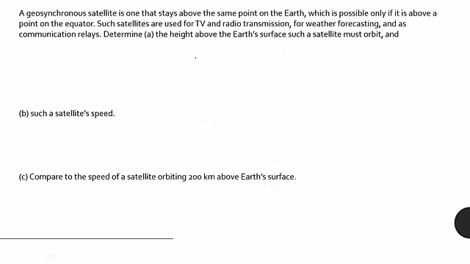Actually, just one example. If we want a geosynchronous satellite, that means it orbits once every 24 hours so that it stays above the same point on the Earth. These are useful for a variety of things. We want to find the height above the Earth. Say I am some company and I want to put a satellite up there. I need to know where to put it, so I can calculate the height needed to have that period.